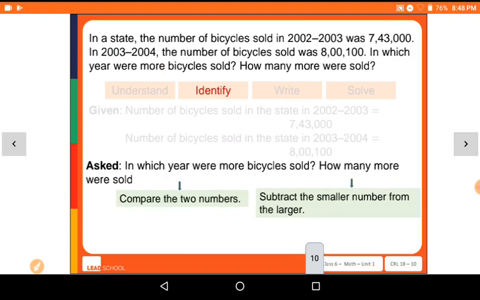So it's very simple. Now compare the two numbers and subtract the smaller number from the larger number.